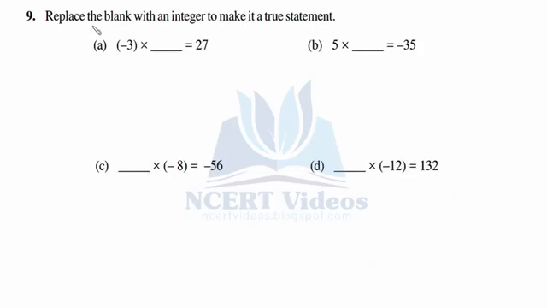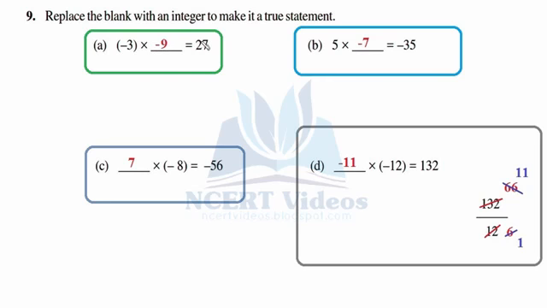Ninth, replace the blank with an integer to make it a true statement. So what should be placed within the blank to give the desired product? What should be multiplied with minus 3 to get 27? So 3 9s are 27, and to get a positive sign, the number should be negative. Here 35 can be achieved by multiplying with 7, but the number is negative. Therefore we have to take negative sign, minus 35.